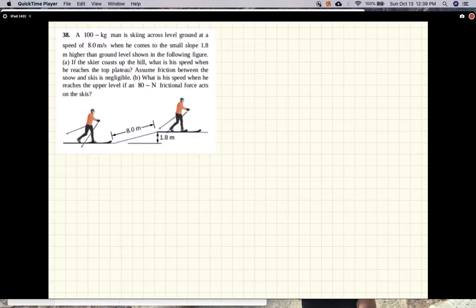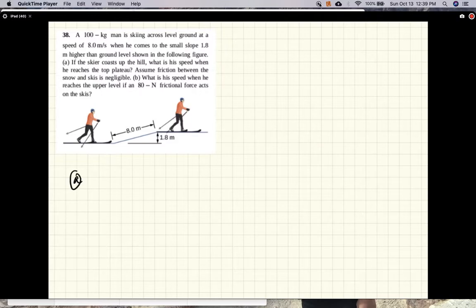So what's his speed here? Assume the friction between the snow and ski is negligible. What is the speed when he reaches the upper level if there's an 18 Newton frictional force acting on the skis? Alright, so part A, when there's no friction.